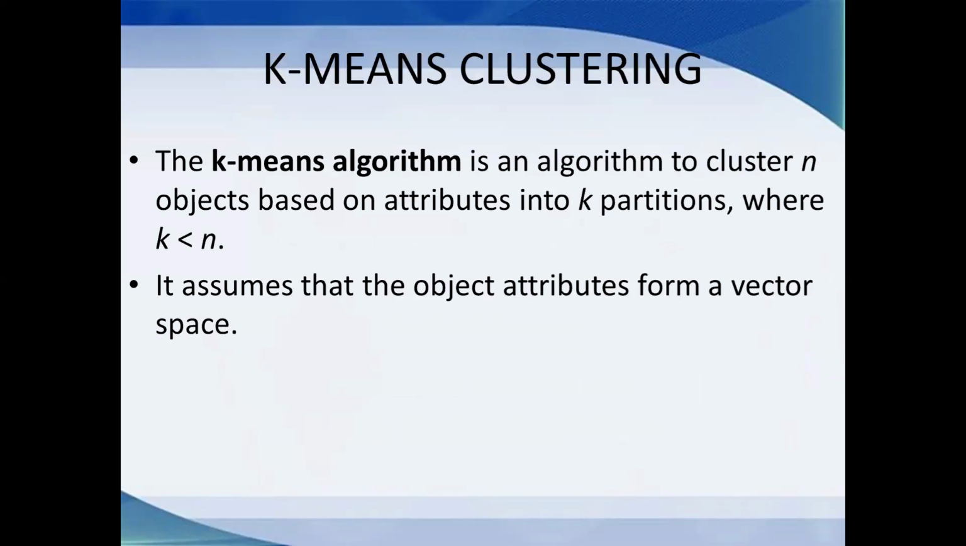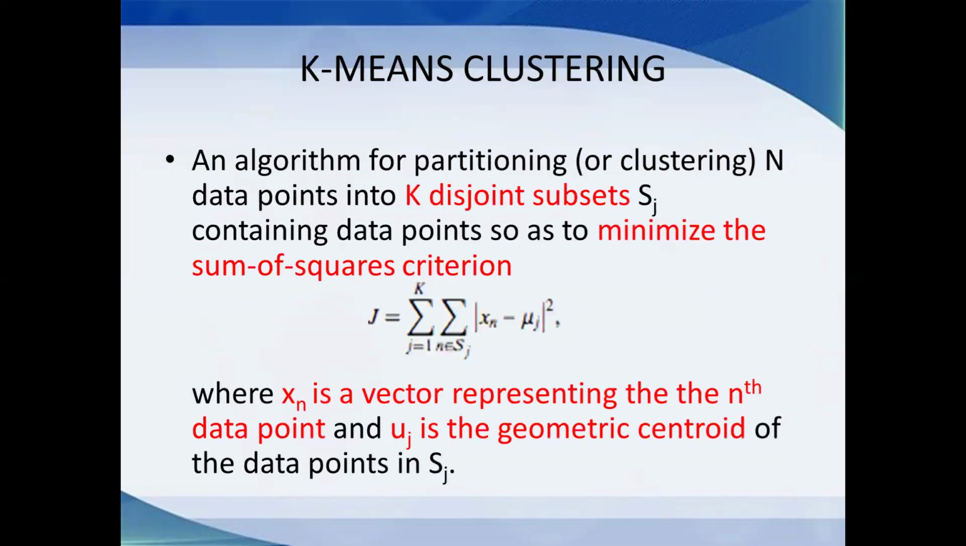See, the K-means clustering algorithm is used to group K objects based on the attributes into K partitions. And the important constraint here is the number of groups that can be formed from the K data objects is less than n. It assumes the attributes of the data points can be used to form a vector space. And this algorithm partitions the total K points into K disjoint subsets.